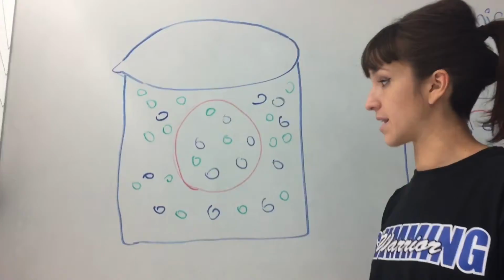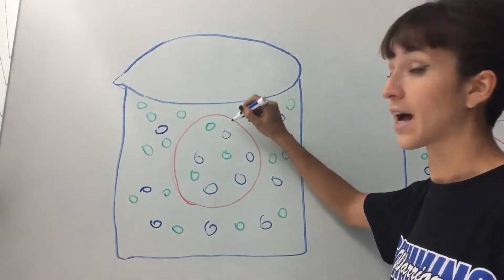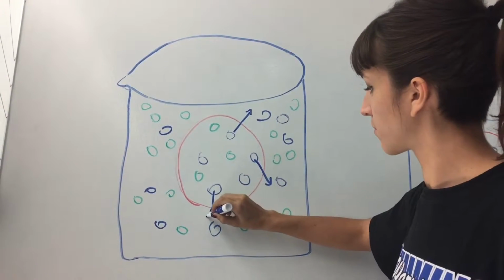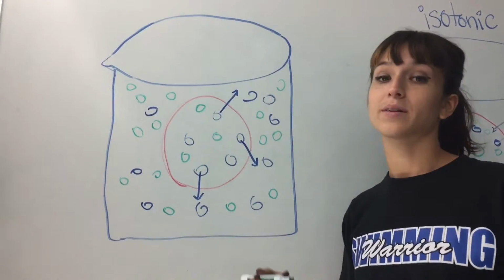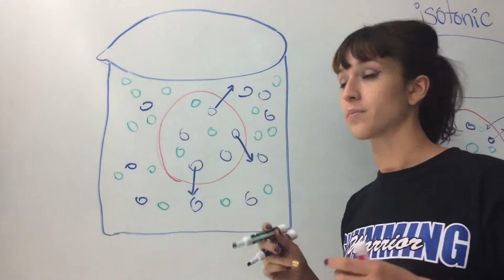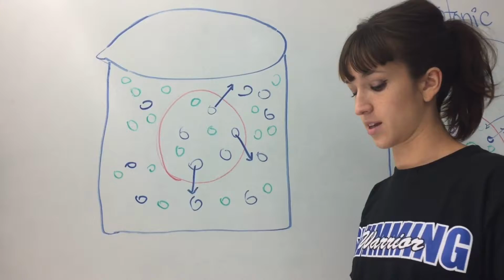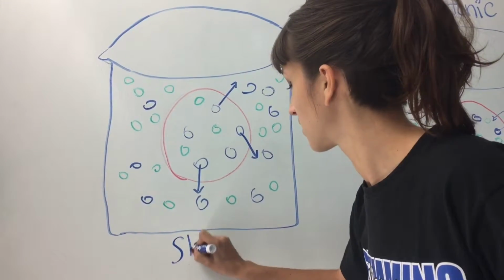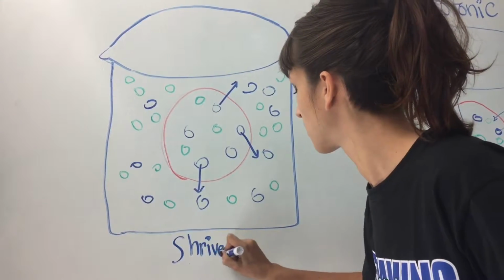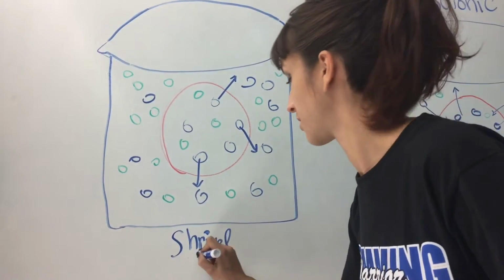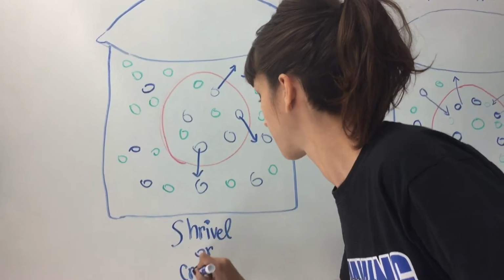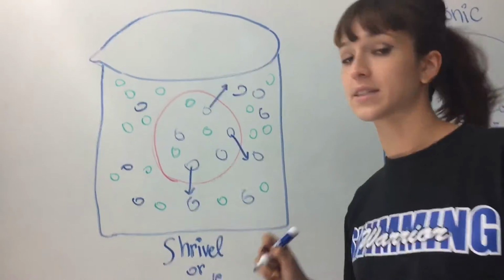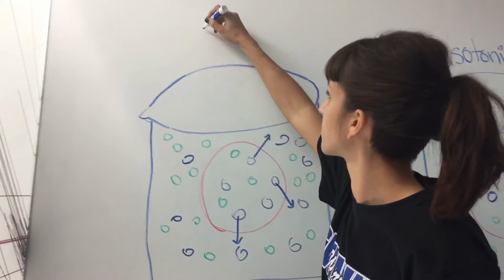So as a result, there's a net flow of water moving out of the cell. More out than in. Over time, the cell will eventually lose its form and it'll end up shrinking. And in the science classroom, we either call this shriveling, or more accurately, crenation. And this is a hypertonic solution.